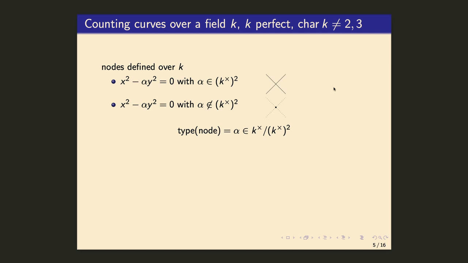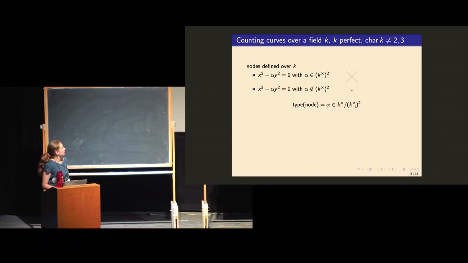And this really generalizes what we had before, because the set units of k mod units of k squared, if k is the real numbers, only has two elements, and you could identify it with 1 and minus 1. And this definition really agrees with what we had before. So in the first case, we would have a plus 1, and in the second case here, we would have a minus 1 for alpha.